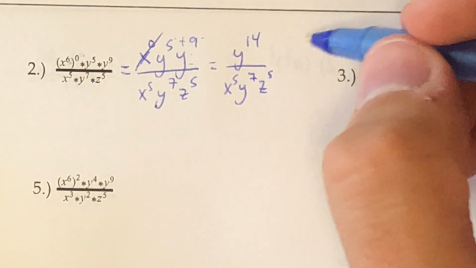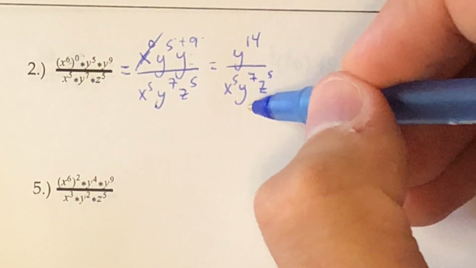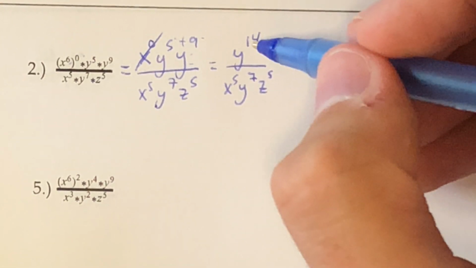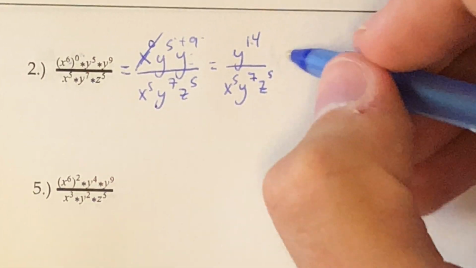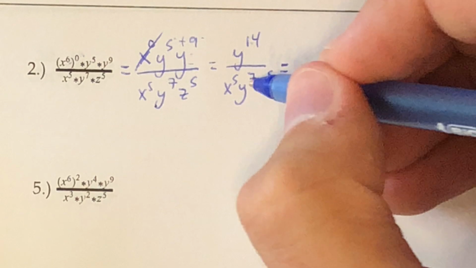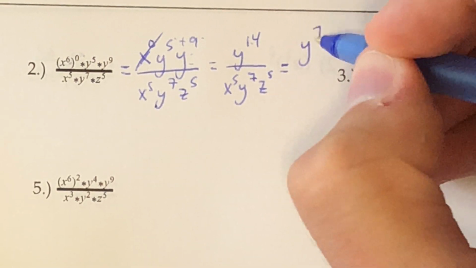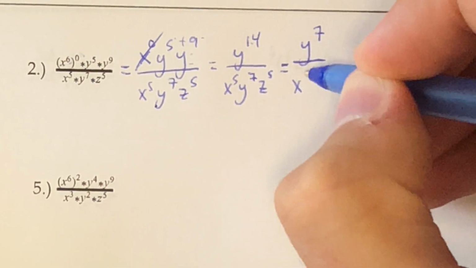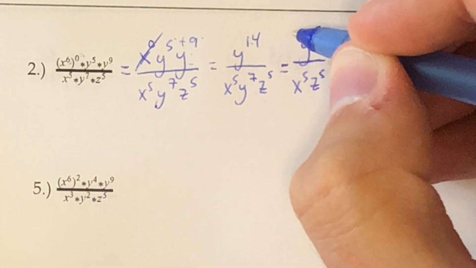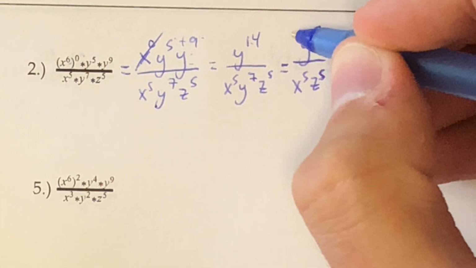From there, we want to use that quotient rule. We only have a y on top and bottom, so those are the only ones we can worry about. 14 is larger than 7, so we know our y's are going to stay on the top. 14 minus 7 is 7, so we've got y to the 7th over x to the 5th, z to the 5th.